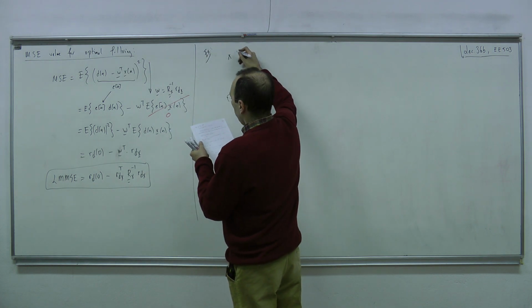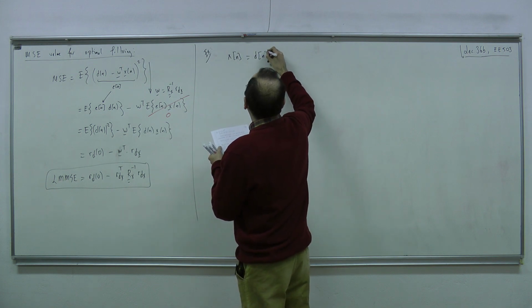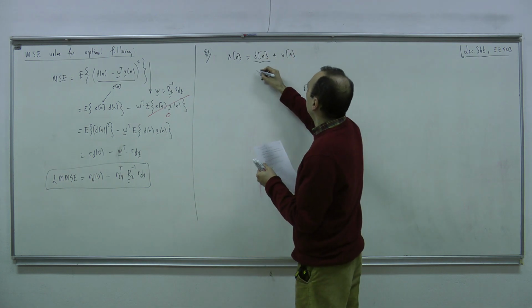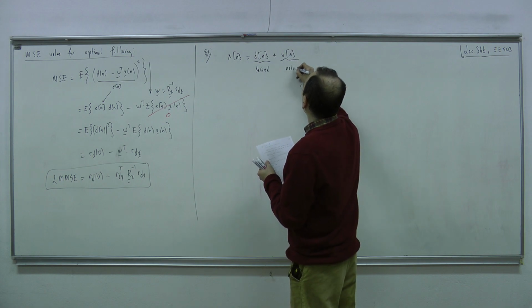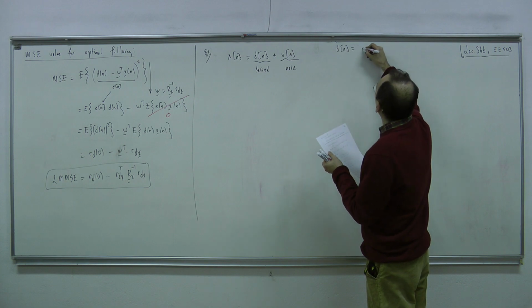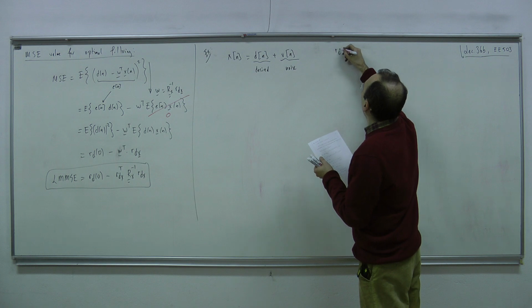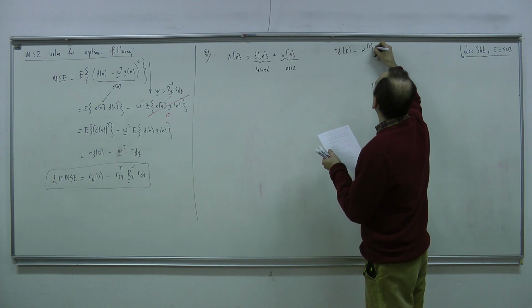Now x[n] is our observation. This is the desired signal, obviously. This is noise. Now I know my autocorrelation of my desired signal is this.